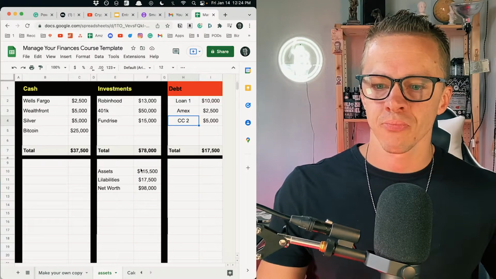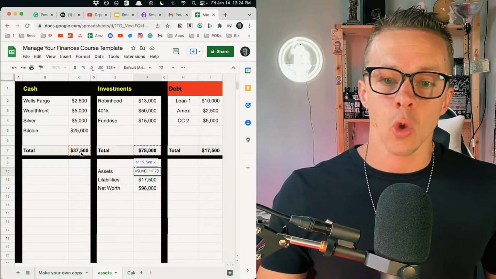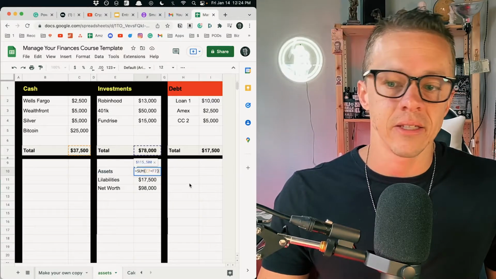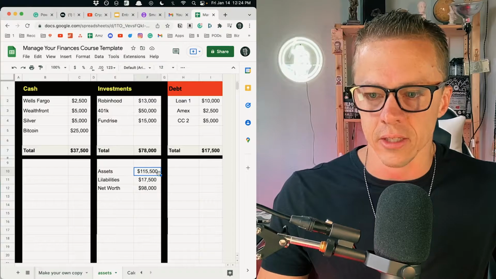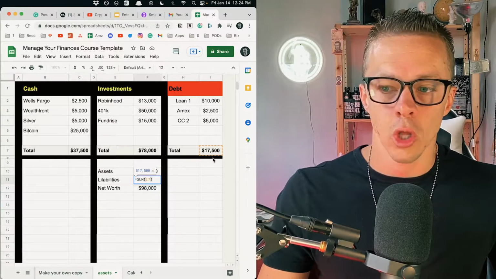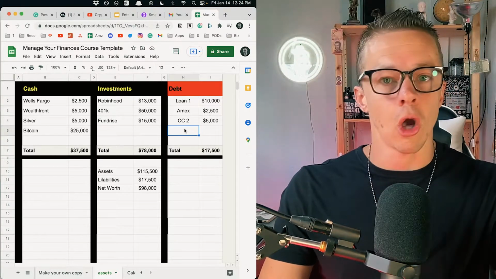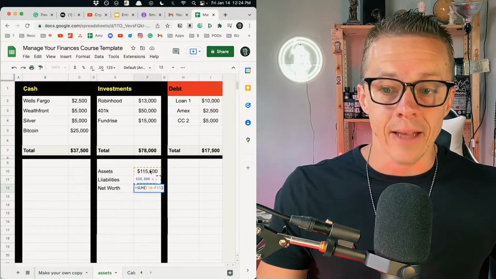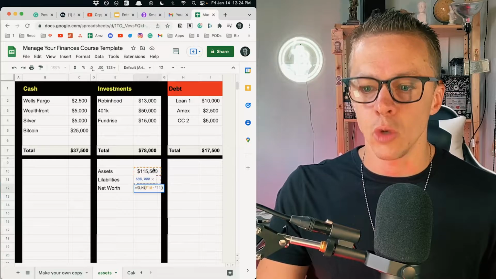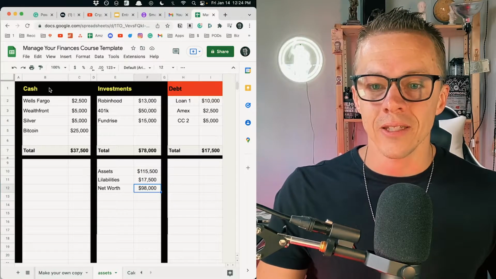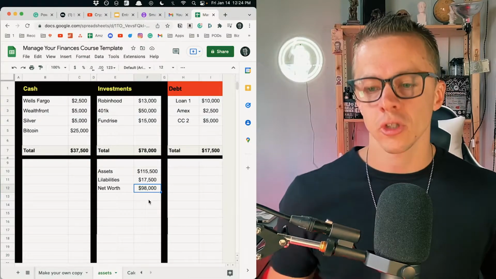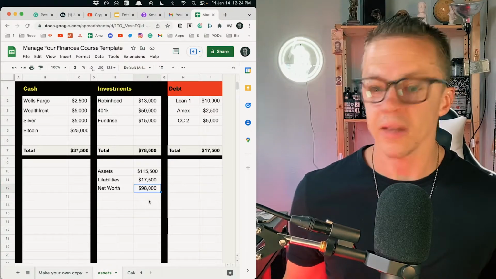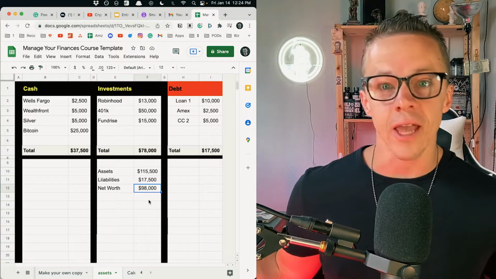Now, these formulas here calculate out so that the total cash and your total investments go under the asset column. So those get added together and you have $115,000 in assets. Your liabilities, which are your loans, and this could be mortgage, this could be car payments, etc., $17,500. What you get when you take assets minus liabilities, you get your net worth. So in this hypothetical example, this person is worth about $100,000. That's pretty awesome. Better than being in the negative, which is actually the case for a lot of Americans.